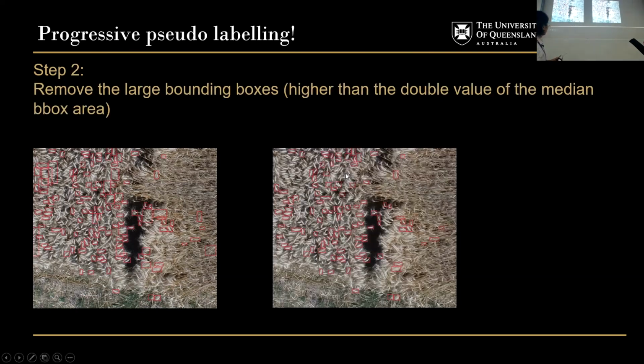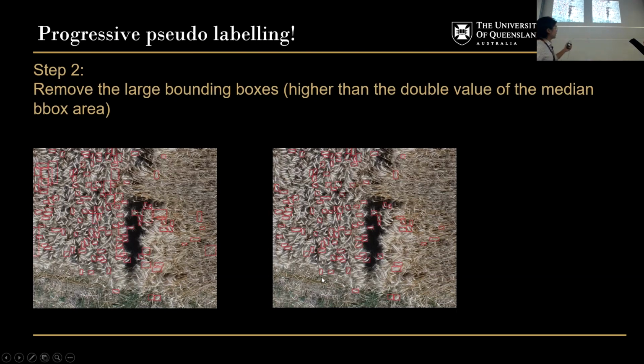But still, we can take that as a starting point. And then the second step is based on a simple intuition. Because our UAV is at a 10-meter high position, if you look down from 10 meters at the wheat heads, they should be roughly the same size. So we're just trying to remove those large bounding boxes that are higher than double the value of the median bounding box. Okay, so now you can see that those inaccurate bounding boxes have been removed.